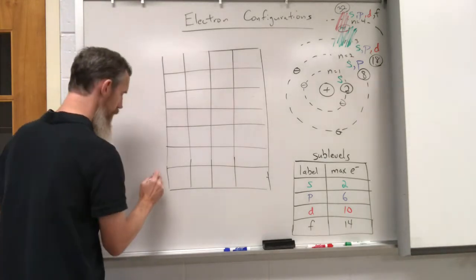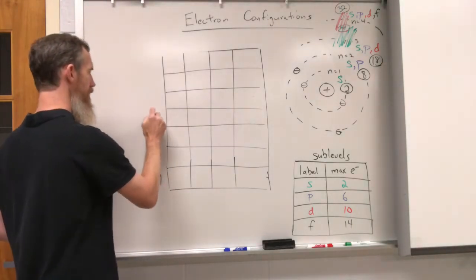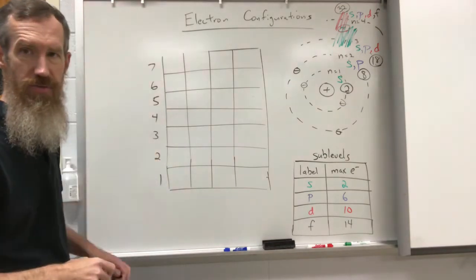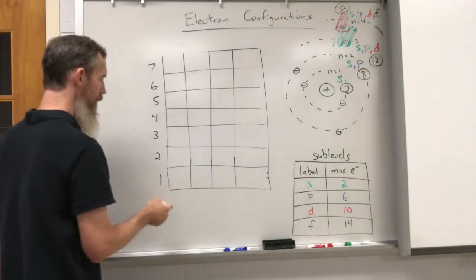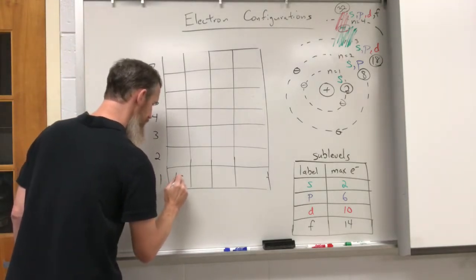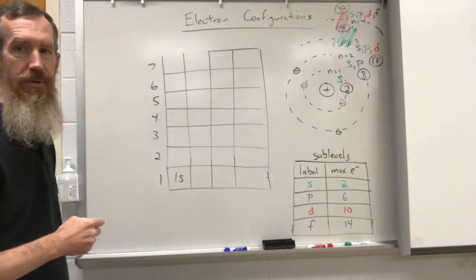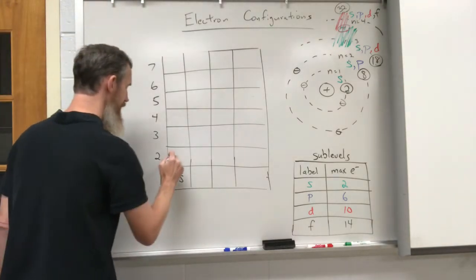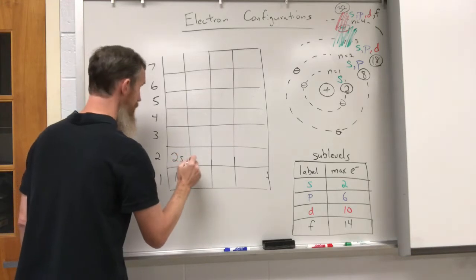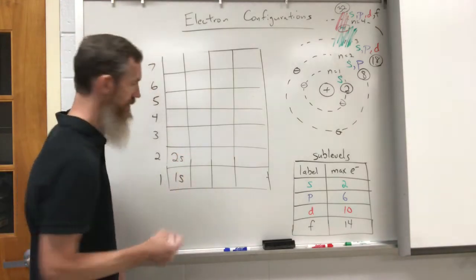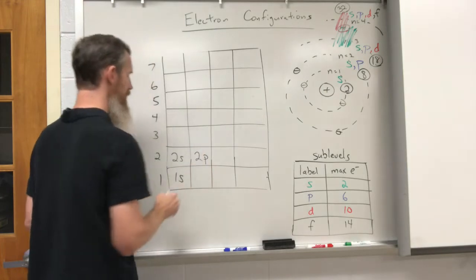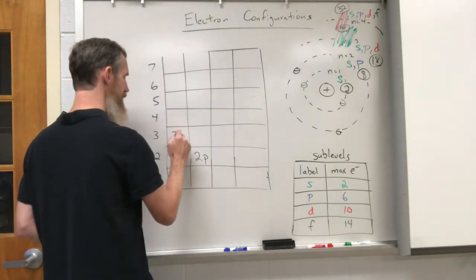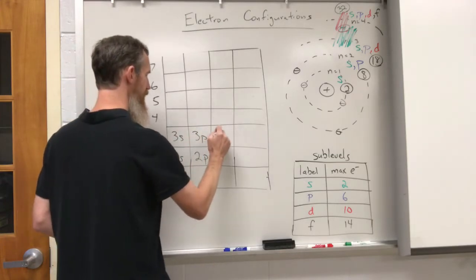So 1, 2, 3, 4, 5, 6, 7. Here's our major energy levels, 1 through 7. Well, the first energy level only has a 1s. That's the only sublevel that the first energy level has. The second energy level has a 2s and a 2p, right? Second energy level has an s and p sublevel. Third energy level has an s, a p, and a d.